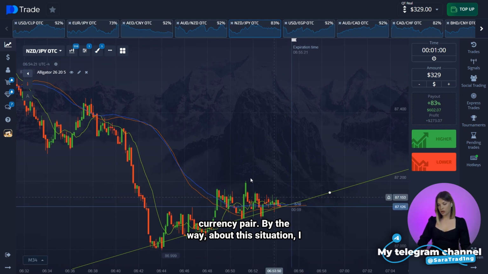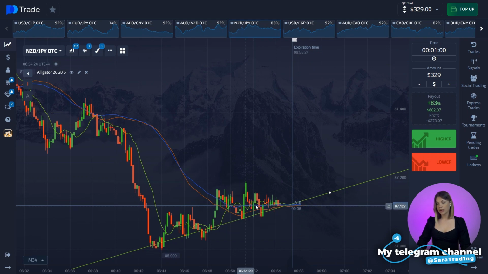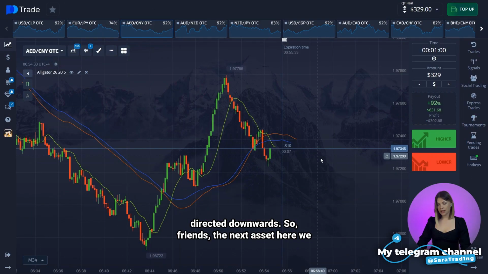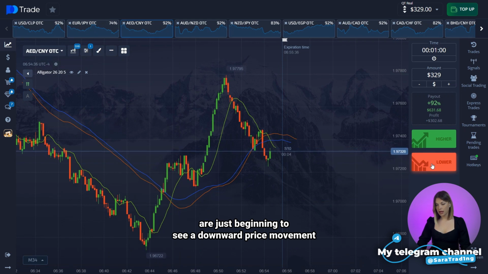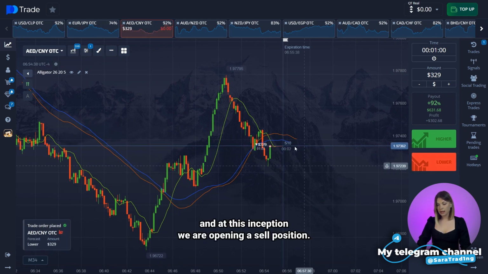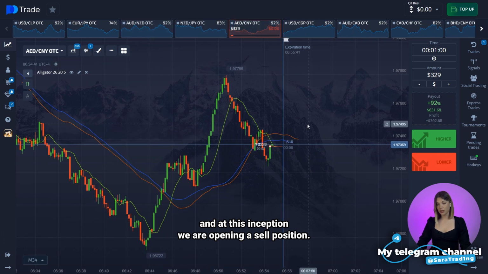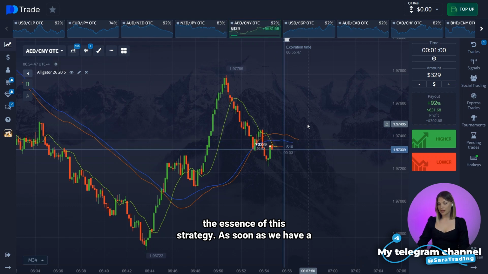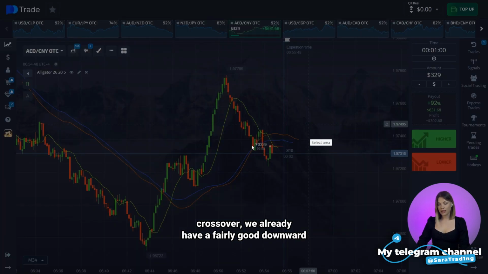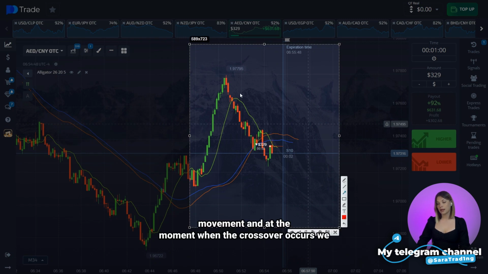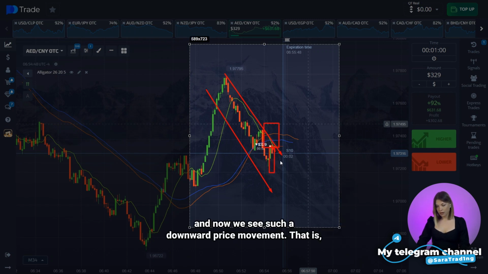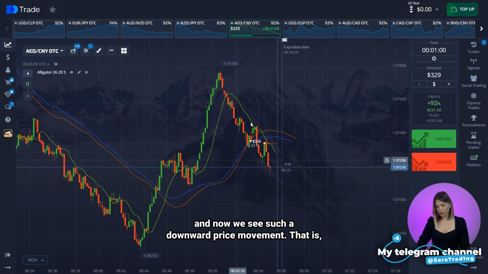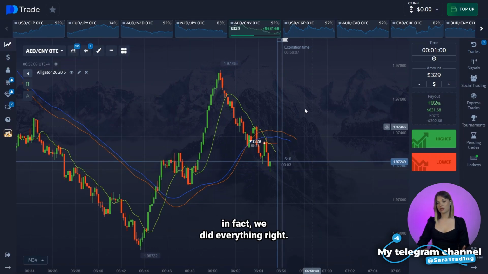By the way, about this situation, I think that the price movement will be directed downwards. So friends, the next asset, here we are just beginning to see a downward price movement, and at this inception we are opening a sell position. This is probably the best situation that fully reflects the essence of this strategy. As soon as we have a crossover, we already have a fairly good downward movement, and at the moment when the crossover occurs, we are in correction. We open a sell position with you. And now we see such a downward price movement. That is, in fact, we did everything right.